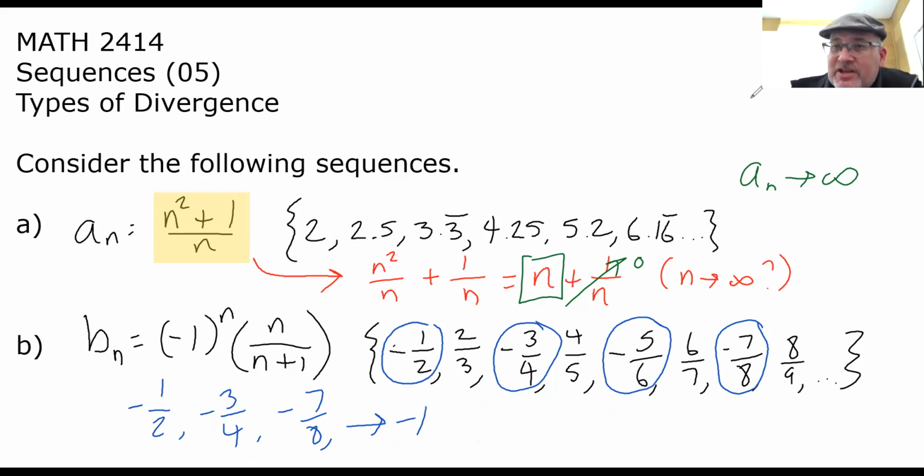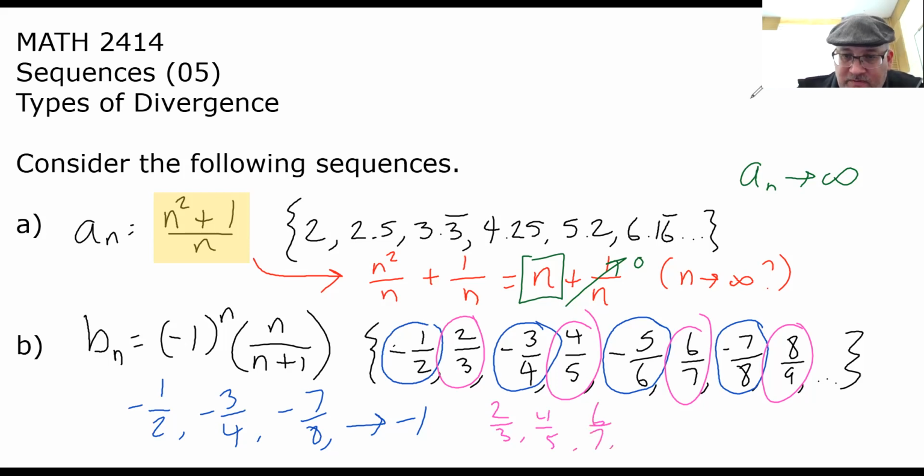But what happens if we take the positive fractions? 2/3, 4/5, 6/7, and 8/9. Using the same argument, although I would cut a pizza into an odd number of slices, and I skipped negative 5/6. I knew something was wrong there. That's because I was still thinking pizzas that you wouldn't normally cut into 6. But anyway, the positive fractions are also approaching 1, but positively.